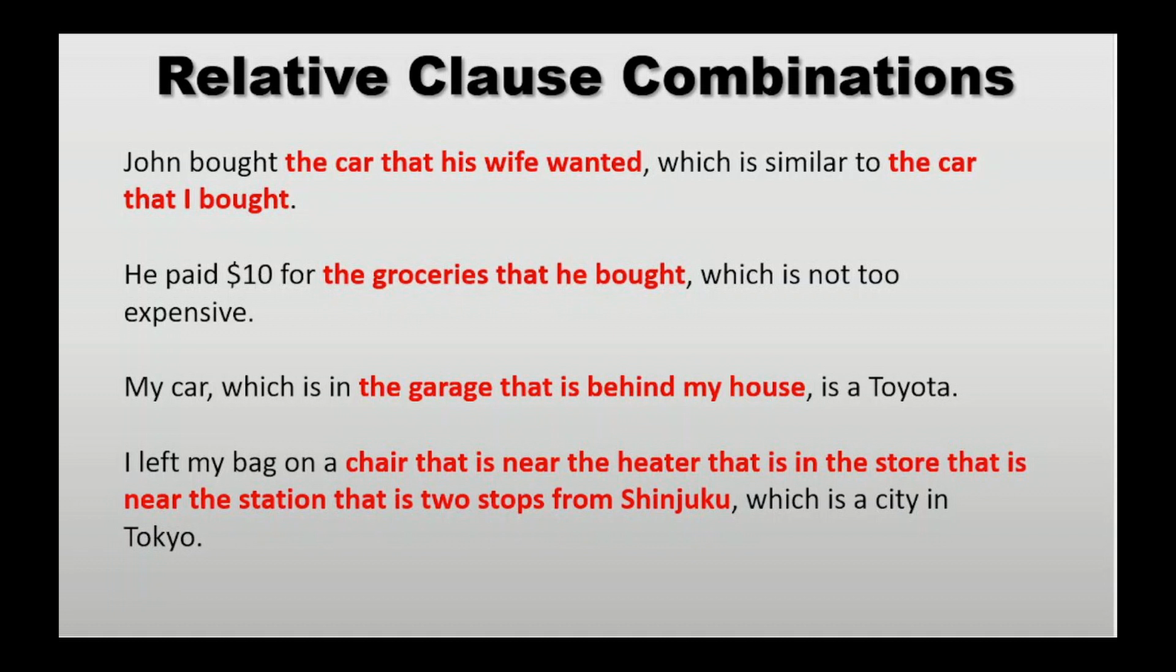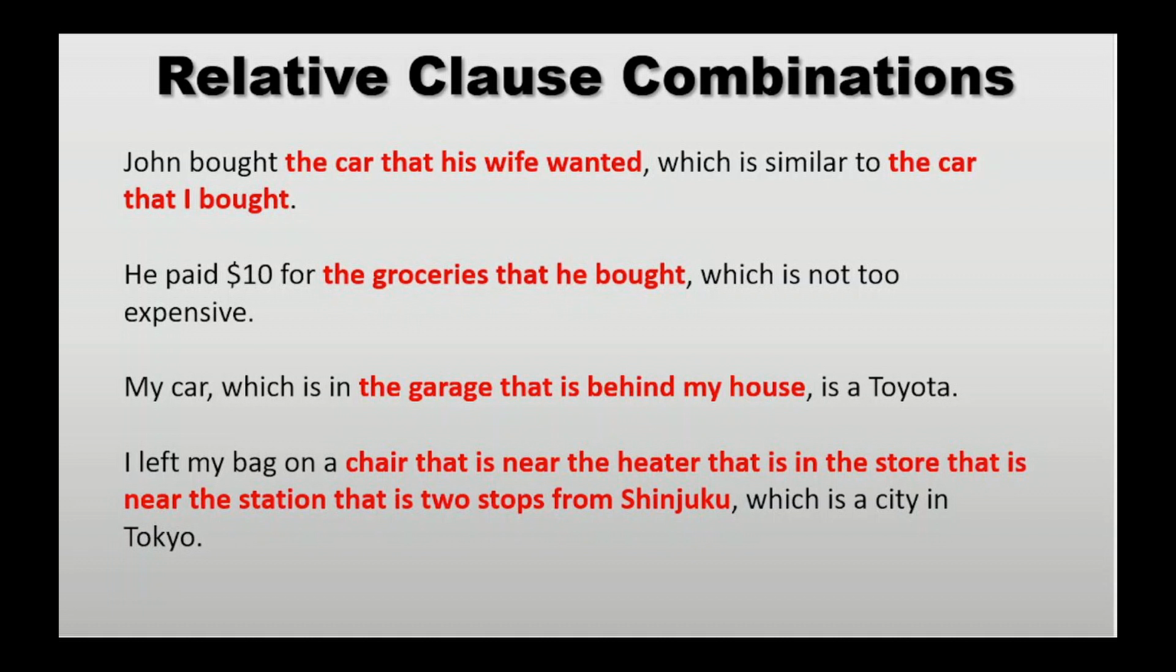All right. Let's look at the next one. This has two relative clauses, one defining and one non-defining. Please read along. He paid $10 for the groceries that he bought, which is not too expensive. Okay, first of all, the defining relative clause defines which groceries, the ones that he bought, and then we add the opinion, which doesn't define anything, just some opinion. Oh, that's not so expensive. Okay? Once again, notice the intonation, notice the pausing. He paid $10 for the groceries that he bought, which is not too expensive.